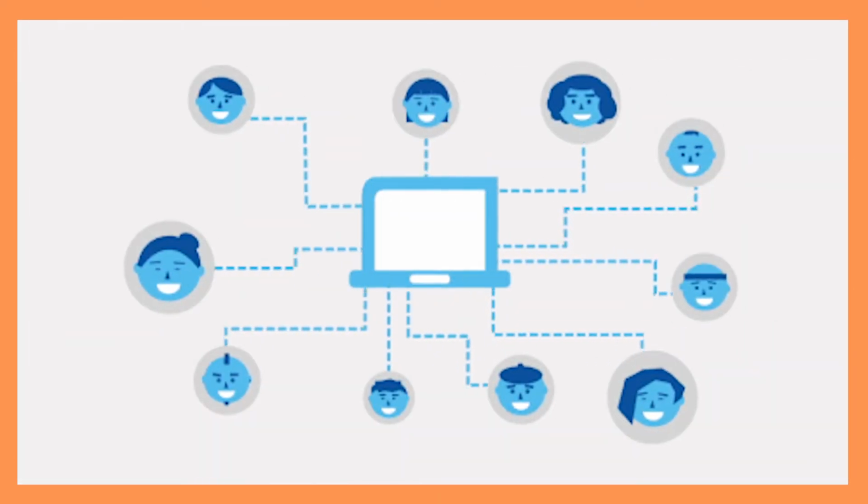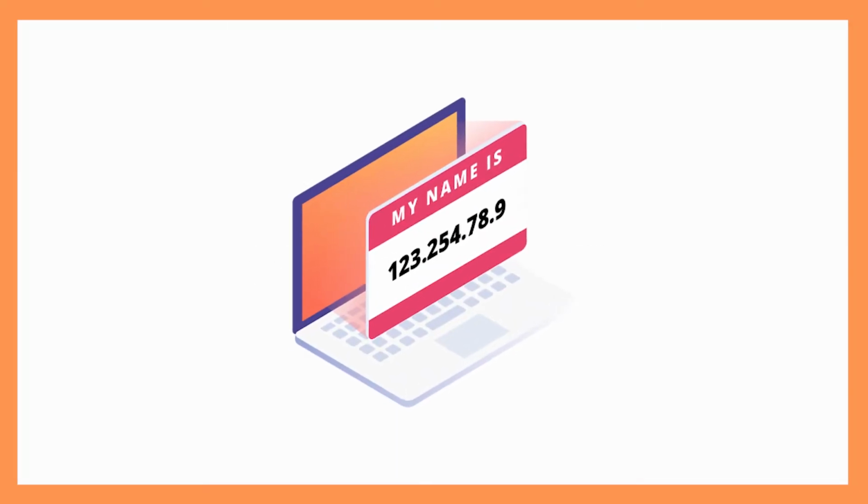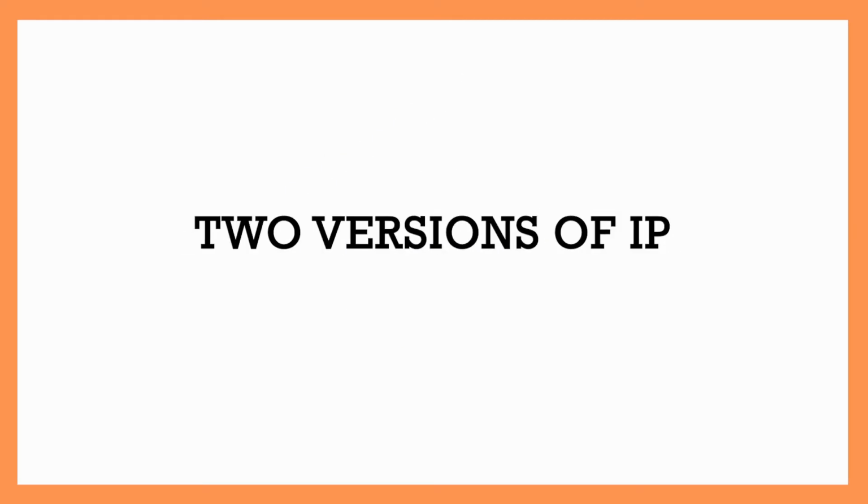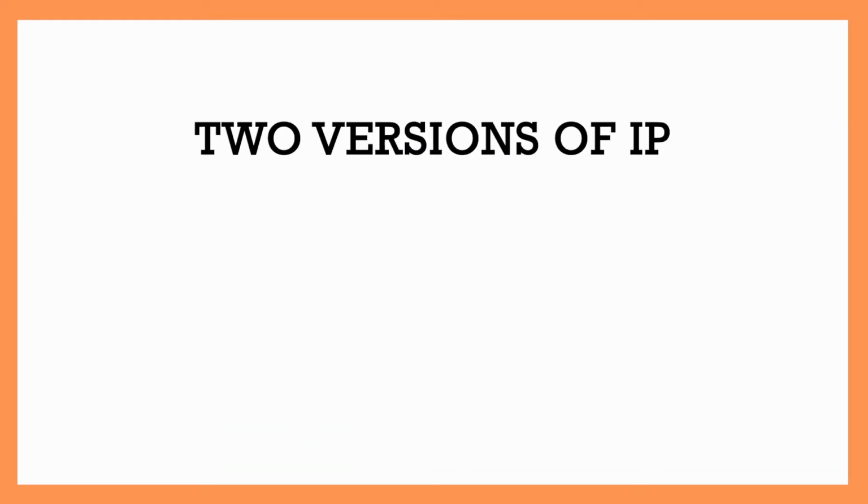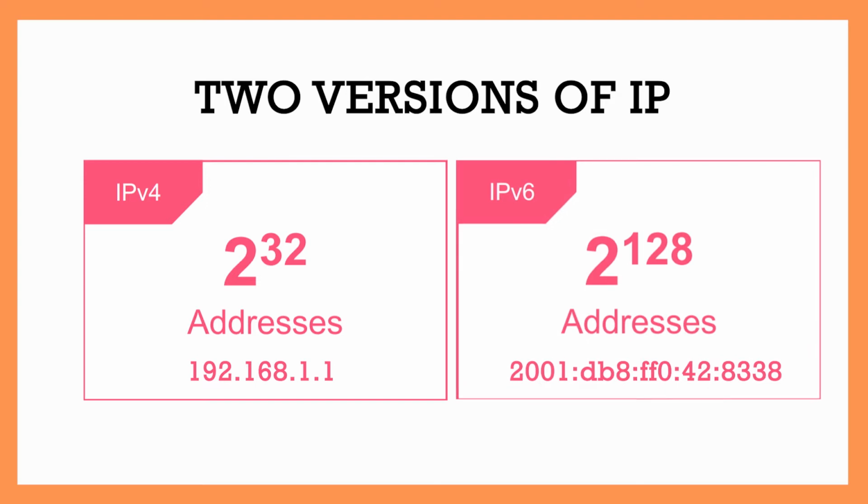The IP addressing scheme answers the question, how can billions of computers attached to the Internet communicate with one another? The answer is that every computer connected to the Internet must be assigned an address. There are two versions of IP currently in use, IPv4 and IPv6.